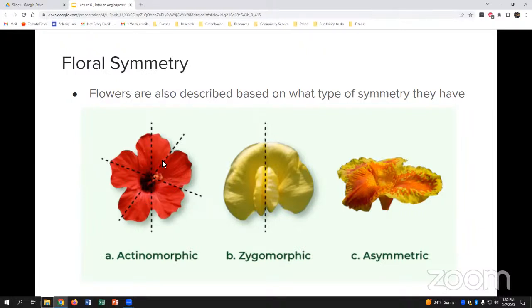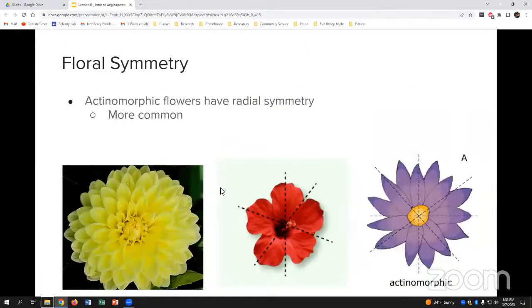So our actinomorphic flowers have radial symmetry. This is the more common condition for a flower. What we're saying is you can draw a line splitting it in half and have it be the same on both sides, but you don't have to draw that line in any specific spot. You can draw it here, the same on both sides. You draw it here, still the same on both sides. Here, still the same on both sides. So that's what we mean by radial symmetry. Where you place those lines doesn't really matter because the symmetry is radiating out. So that's actinomorphic.